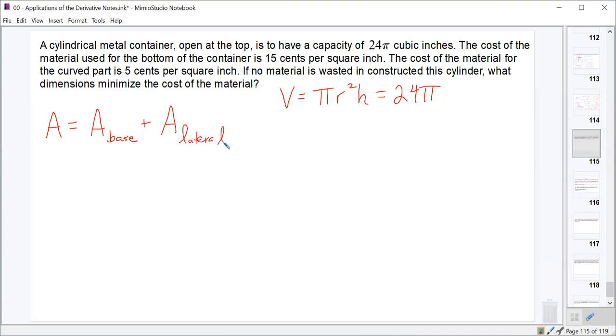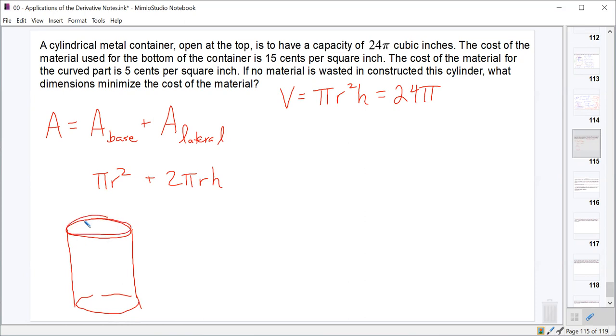The area of the base, that's pi R squared. And the lateral surface area, as we talked about with the other problem, is just the circumference of the cylinder times the height, so plus 2 pi r h. If we're talking about an open top cylinder, the base is a circle, its area is pi r squared, and our lateral surface area is the circumference, 2 pi r times the height.